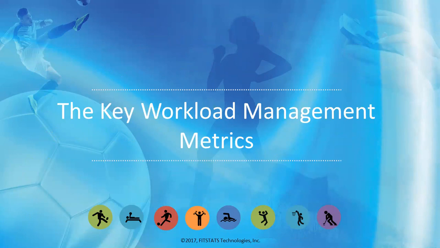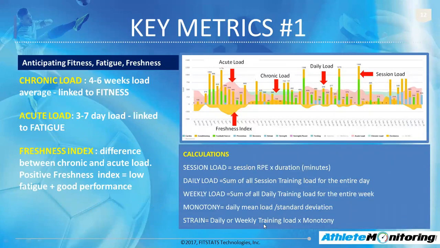Now, some important metrics. The key metric number 1, the goal is to anticipate fatigue, freshness, and fitness. So here we do have the chronic load. Chronic load is, in this graph, represented by the blue zone in the background here. So the chronic load is the 4 to 6 weekly load average. That's linked to fitness. That's basically how the athlete is trained, what he's training for. Then you have the acute load. Acute load is typically 3 to 7 days. To simplify, it's 4 weeks for the chronic load and 7 days or 1 week for the acute load.